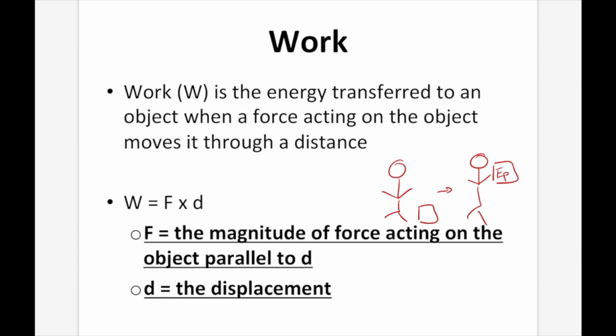Energy of position means that if you were to let it go, it would fall. It would fall from here to here. It has energy based on its gravitational position relative to the ground. If you were to let it go, it would hit the ground.